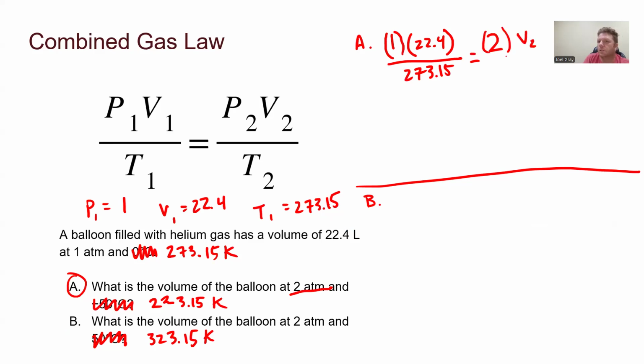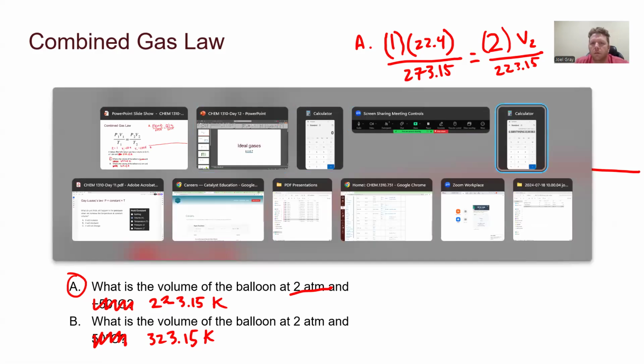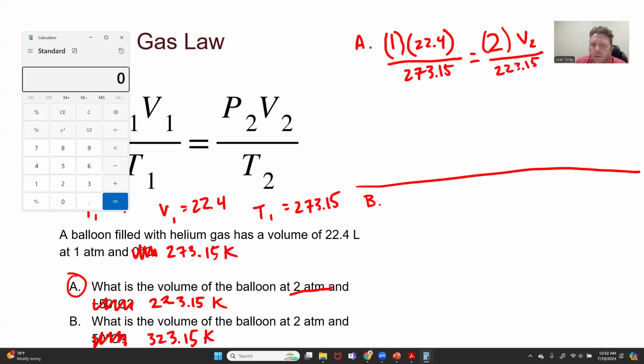My new volume, which is unknown. My new temperature, which is 223.15. Okay, so what I've got is 1 times 22.4 is 22.4. I'm just going to skip that multiplying by 1, divide by 273.15. Okay, so that gets me 0.820062223, blah, blah, blah. Now I'm going to multiply this by 223.15. That gives me 18.2.